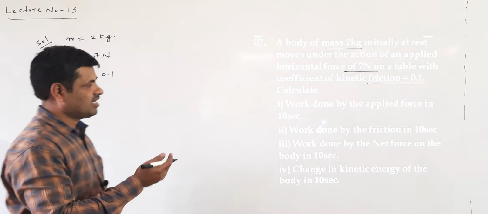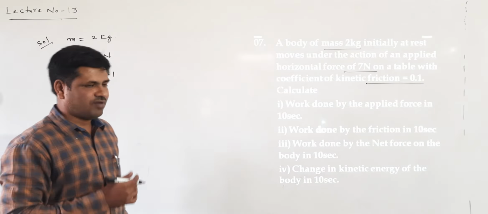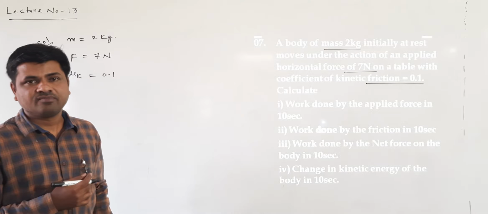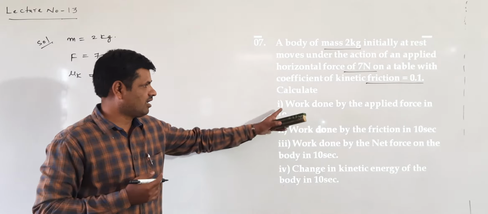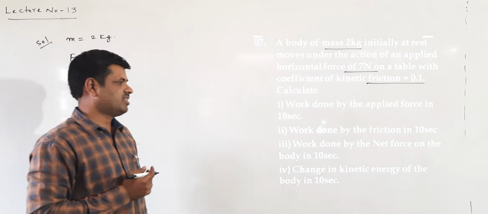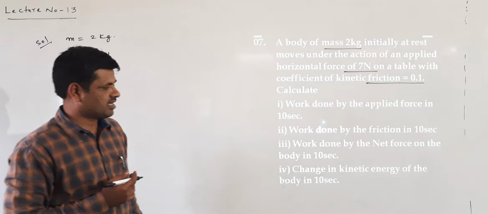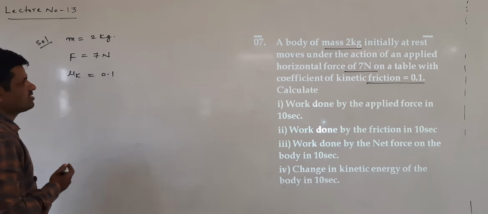First we find the common acceleration. From this we find the displacement. Knowing the displacement, we can easily find all the work done: work done by the applied force in 10 seconds, work done by the friction in 10 seconds, work done by the net force on the body in 10 seconds, and change in the kinetic energy of the body in 10 seconds. One by one we can see.